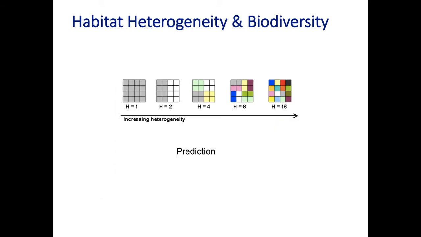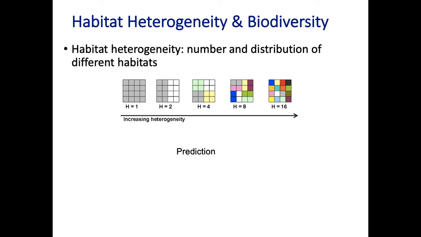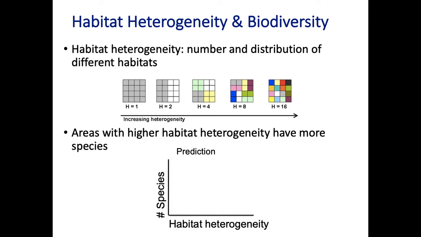The next concept is habitat heterogeneity, and this just means different kinds of habitats inside the area, the number and distribution of different habitats. So what do you think? If we have more different kinds of habitats in an area, are you going to get more species or less species? The answer is more. As we increase the variety of different habitats, we get more species because there are more different areas and different resources available for those different species.